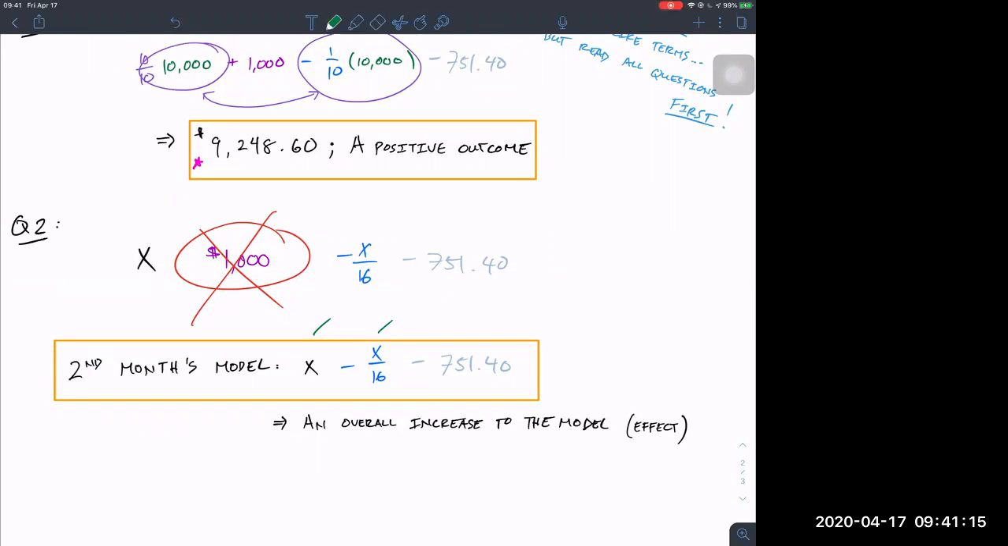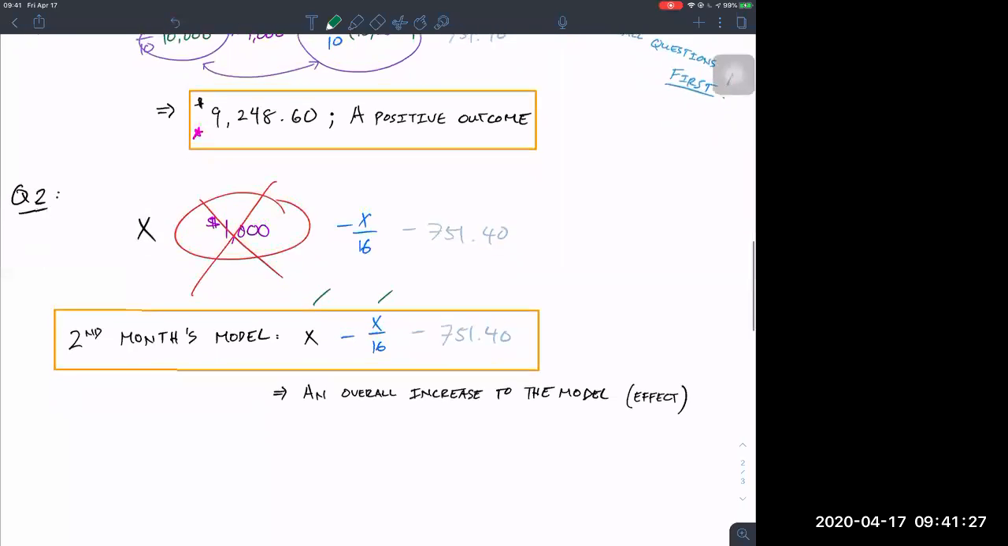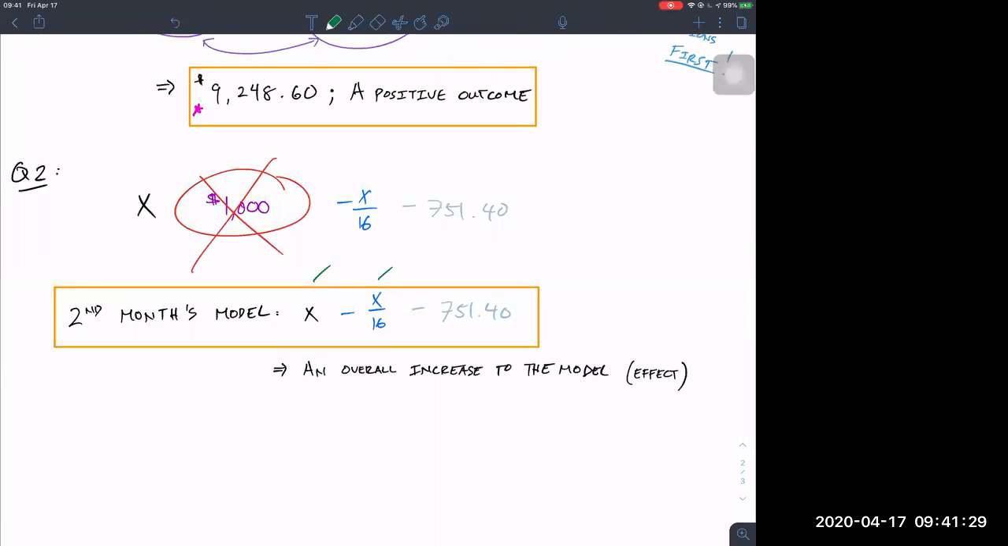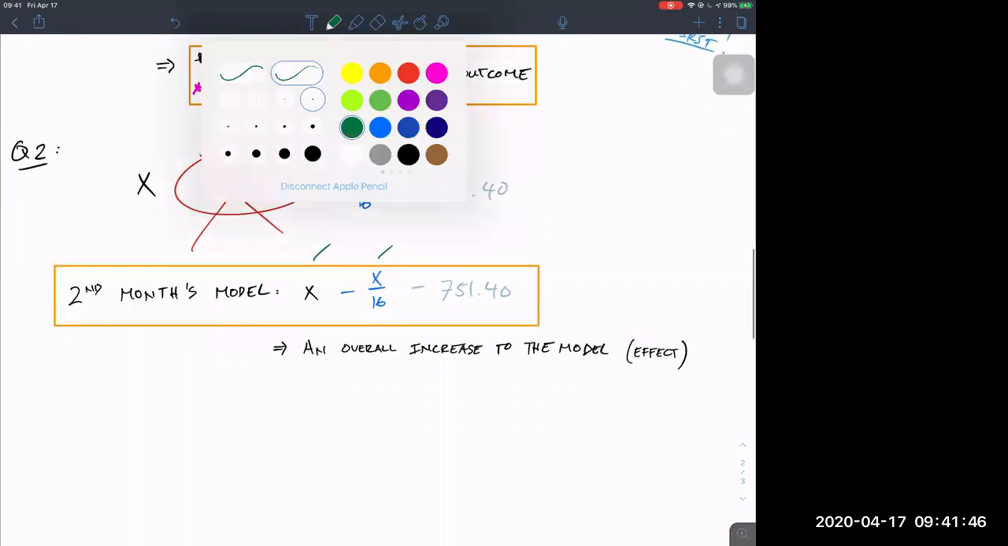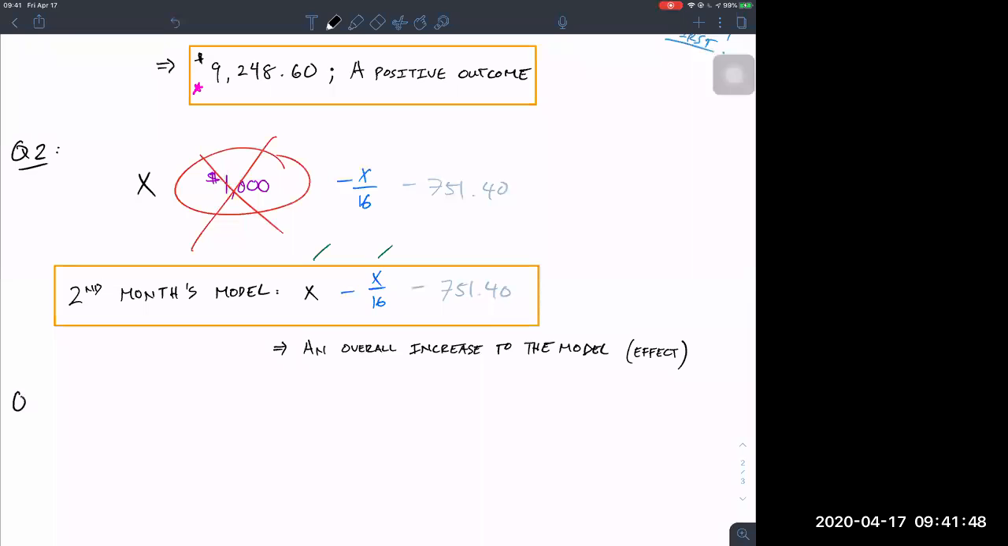So when I say an overall increase to the model, that's the effect of this algebraic expression of having a fraction that is smaller. You subtract less. However, the outcome can still be positive or negative depending on how much money is made. So just keep that in mind. This is an overall increase to the model because you're paying out less, but that doesn't always necessarily mean that you're going to make more money. That's money in the physical sense. All right, now we can get to question 3.